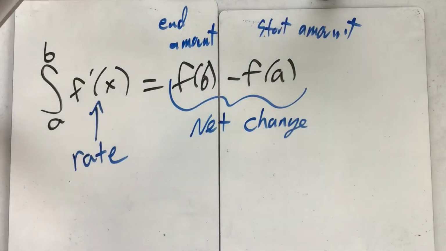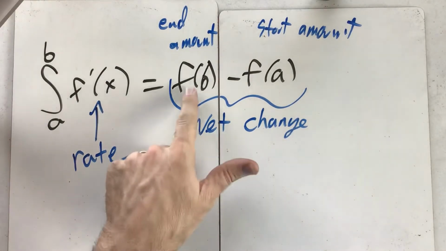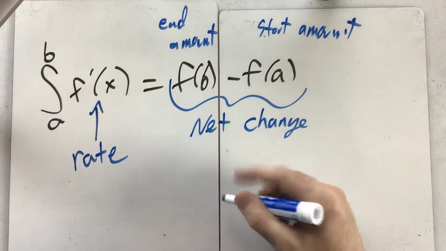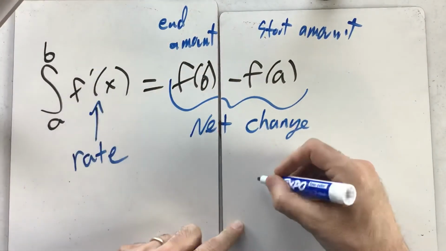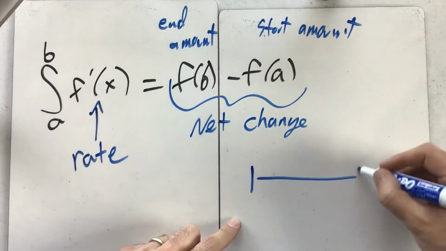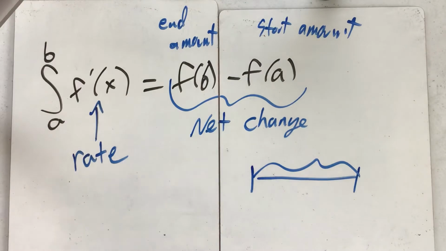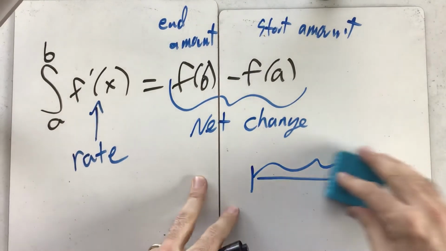And so if we think of this in terms of velocity, what would that mean? Well, it's the difference between where you ended and where you started. So if we're thinking of velocity, this integral means we started here, and then we moved and we ended here, and so the integral is going to tell us how far we moved. So it's going to be a distance, the change in distance.